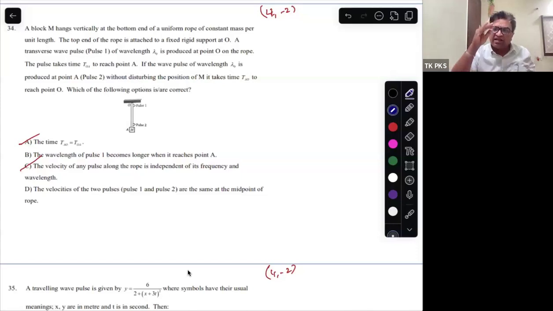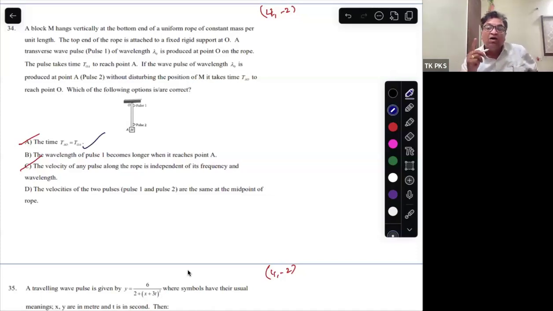If you are not considering the mass of the wire, tension is same throughout, mass per unit length is same throughout, so speed is same throughout. So therefore, obviously, what will happen? Bottom to top, whatever the time it takes, top to bottom also, it is the same time. So therefore, this is absolutely correct.